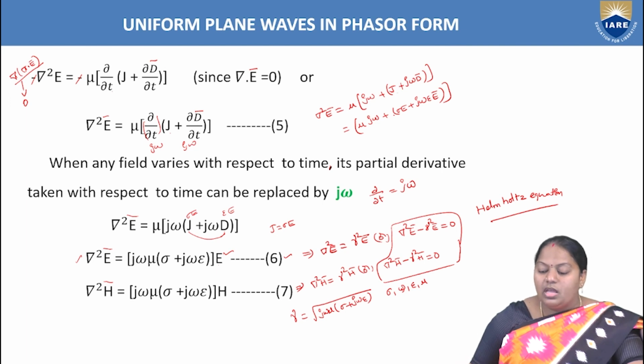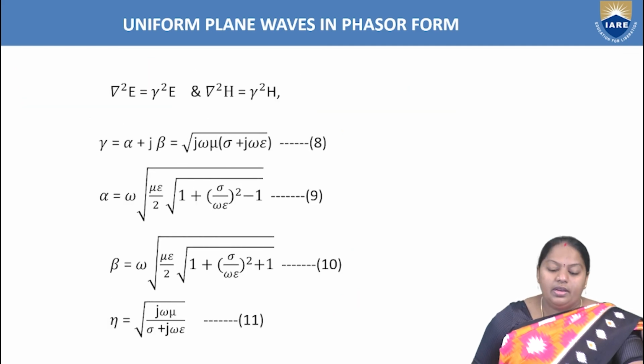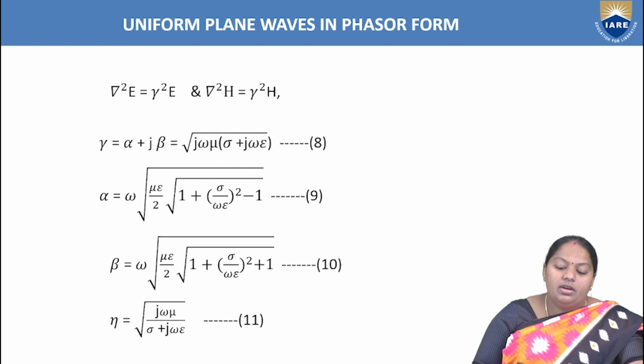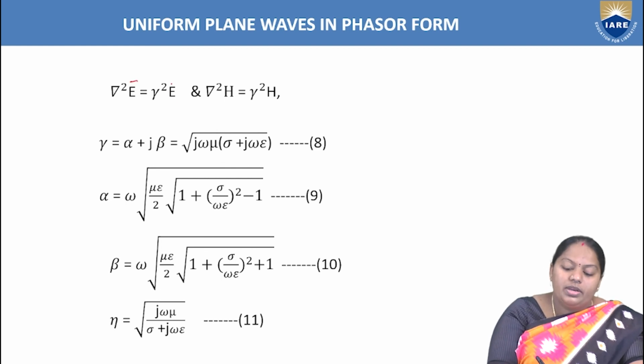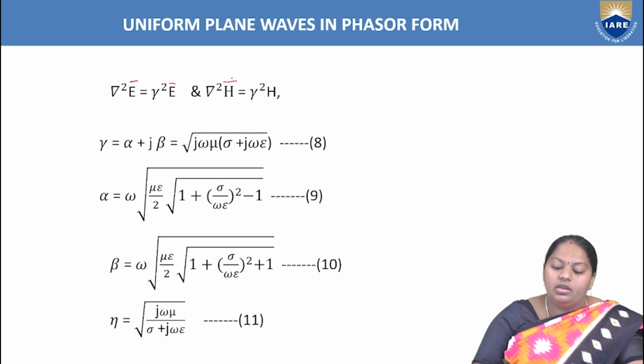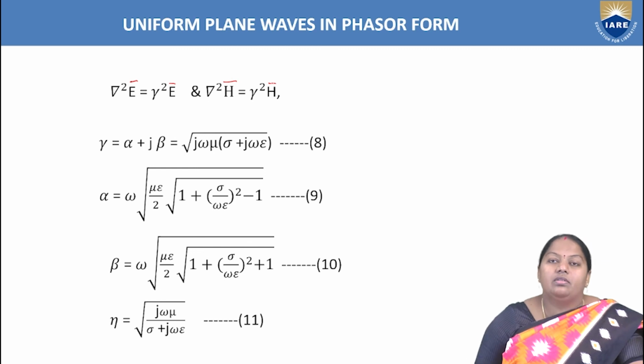So Helmholtz equations are obtained from the phasor form of the uniform plane wave equations as del square E bar minus gamma square E bar equal to 0, or del square h bar minus gamma square h bar equal to 0. Then del square E bar equal to gamma square E bar and del square h bar equal to gamma square h bar are called Helmholtz equations.